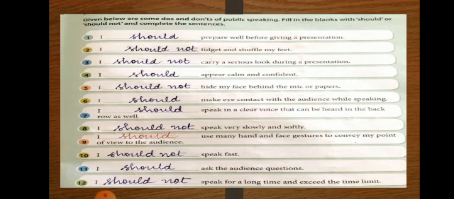Third, you should use many hand and face gestures to convey your point of view to the audience. Yes, you can do this. By the hand and face gestures, you can convey your point to the audience. Fourth, you should not speak fast. You have to speak slowly but confidently, not too slowly, so that it can be understood by the audience. You should ask the audience questions.